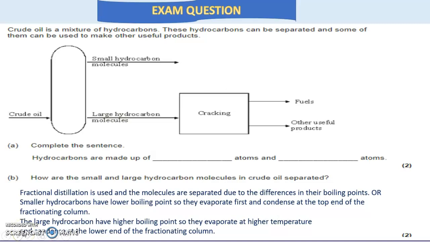You could have written simply that fractional distillation is used, and the molecules are separated due to differences in the boiling point. Or you could have explained it a bit more. Because the question talks about small and large, you could differentiate and say small hydrocarbons boil at a lower temperature, therefore they evaporate first, and they go to the top of the fractionating column where they are condensed. As per the diagram, the smaller hydrocarbons are collected at the top because they have a low boiling point, whereas larger hydrocarbons are collected at the bottom because they have a higher boiling point.